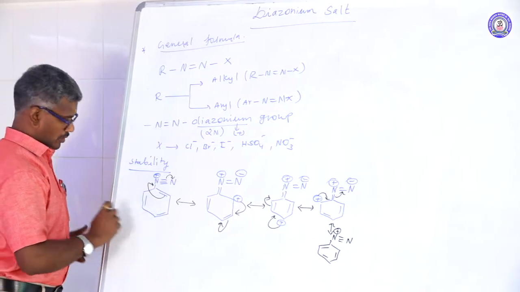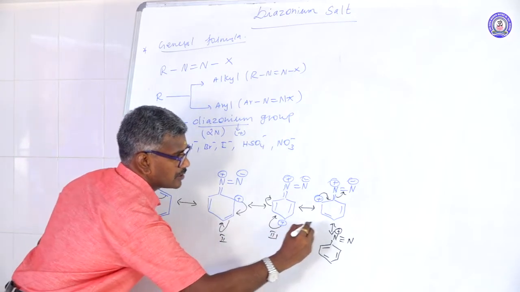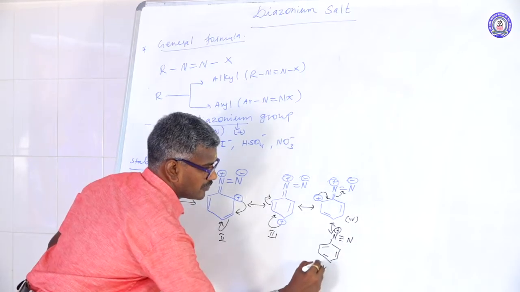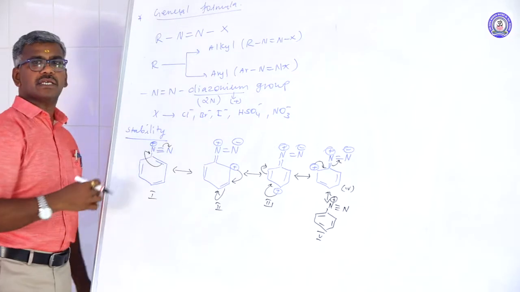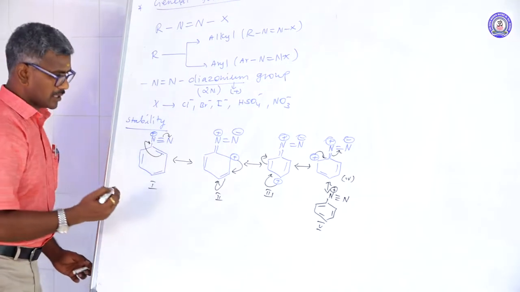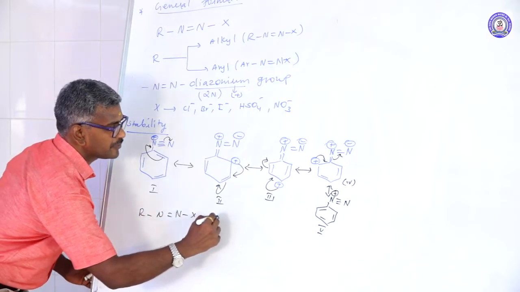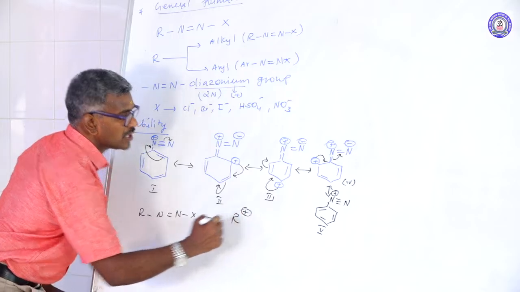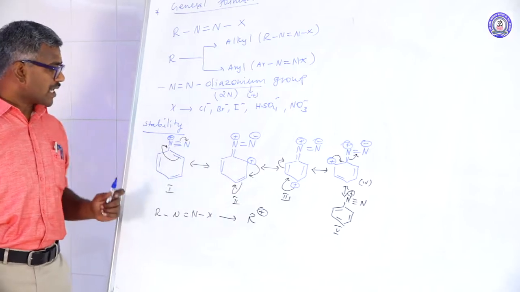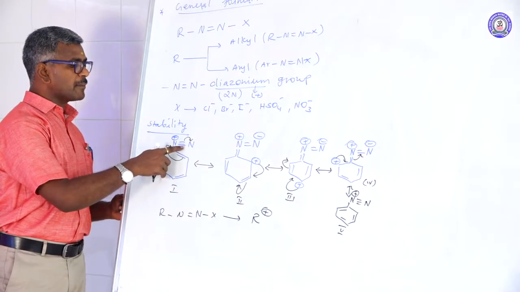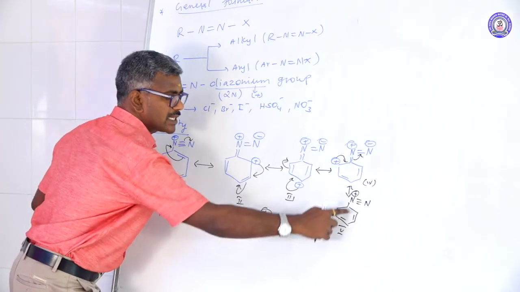This aryl compound structure has 1, 2, 3, 4, 5 resonance structures, as many resonances as possible. This one is more stable. But the alkyl one has no stabilization by resonance, so it is less stable. For example, R N double bond N X, R, this is a positive charge. No stabilization by resonance, but this one undergoes stabilization by resonance. Comparatively, aryl diazonium compound is more stable than alkyl diazonium compound due to stabilization by resonance.